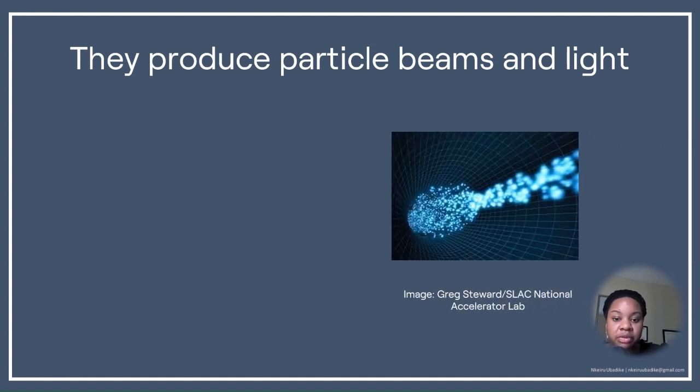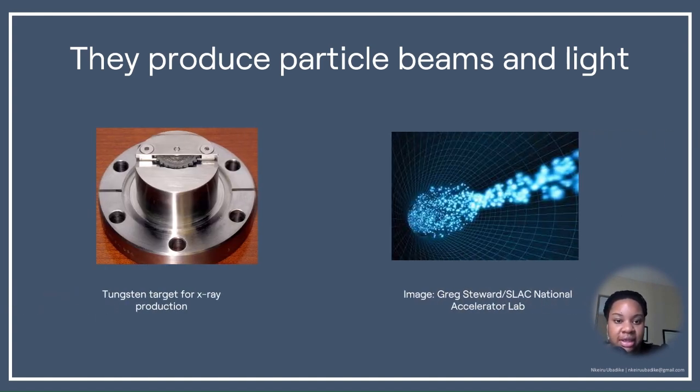Well, they produce particle beams and light. Particle accelerators represent a versatile and reliable way to produce radiation, either in the form of particle beams. On the right is an artistic rendering of a particle beam. Like we said in the previous slide, it can be made up of protons, electrons, or ions.